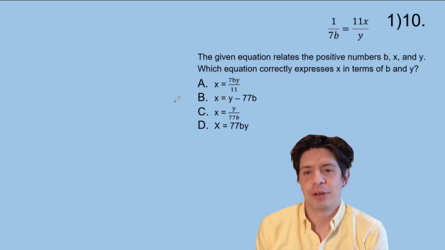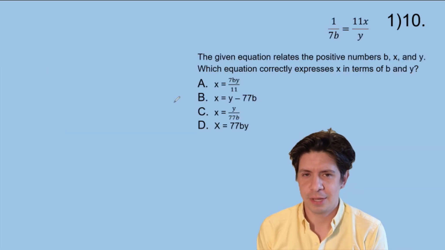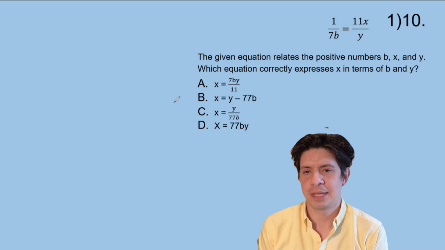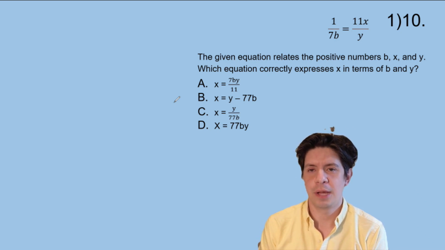The given equation relates to positive numbers b, x, and y. Which equation correctly expresses x in terms of b and y?